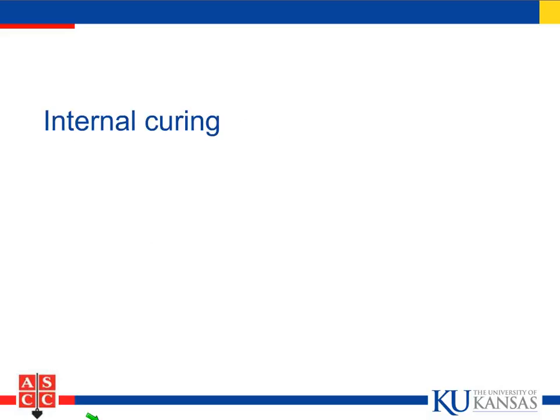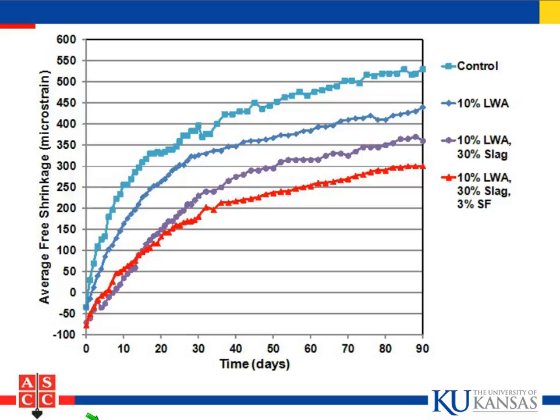Internal curing. Now, this is a good way to help reduce the amount of shrinkage that you have and resulting cracking. And so, what I have here is another example. Again, this is on the vertical axis. Again, you see the amount of free shrinkage that you have. Up at the top, this is your control.